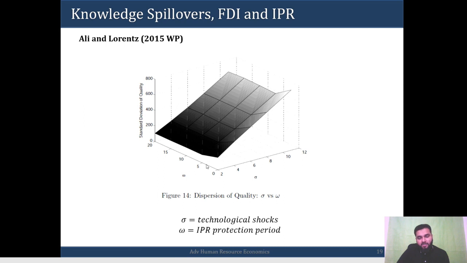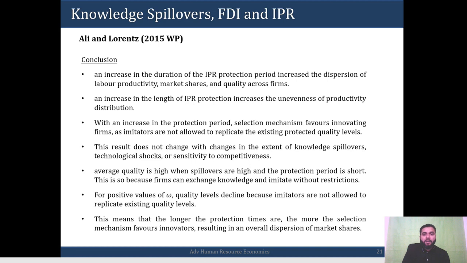In most cases, you can see this also in the paper, these first 5 years are very, very important. They show you some kind of effect, and then the effect dies out later on. So basically, this paper tells you that increasing intellectual property rights increases the dispersion of labor productivity, market shares, and quality across firms. Some of the graphs are shown in these slides, not all of them, but the ones that are shown also give you some idea about how the productivity levels and qualities might differ when you increase the level of intellectual property rights.